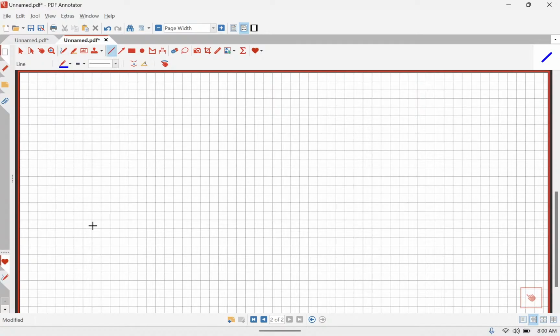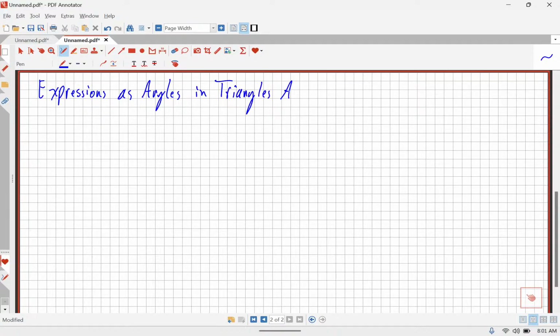So yesterday, and you got a pencil? This is expressions as angles in triangles again.